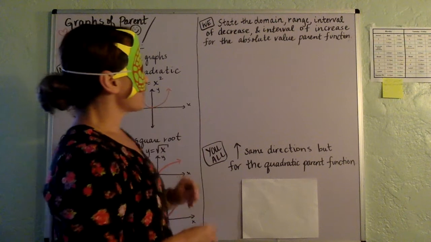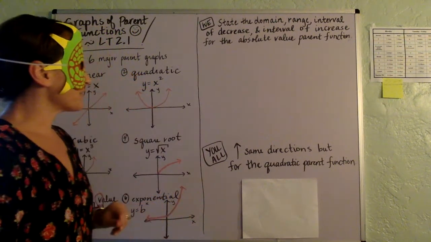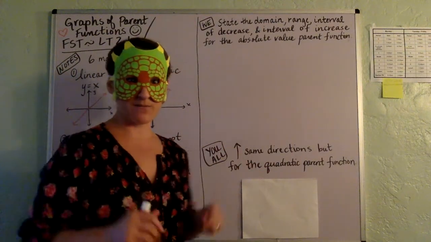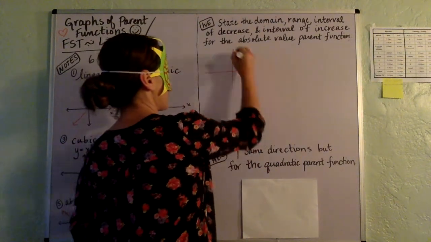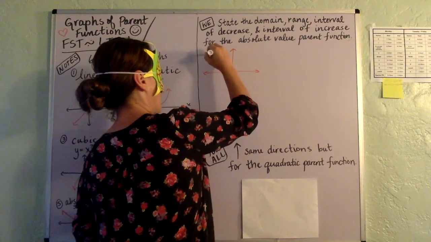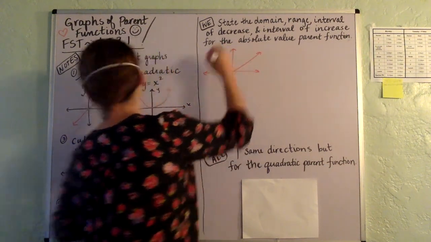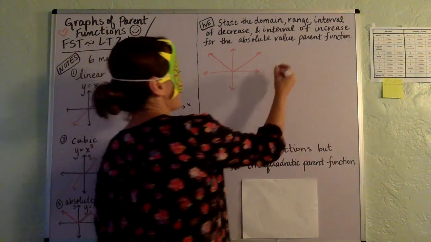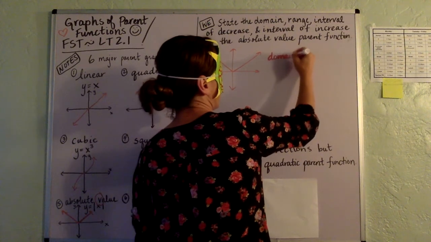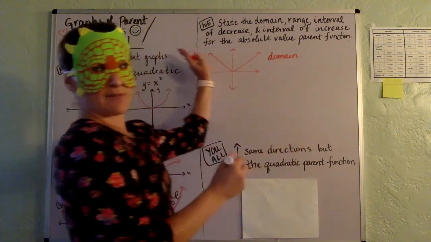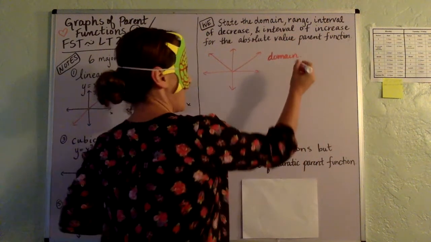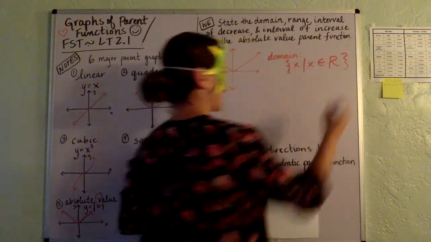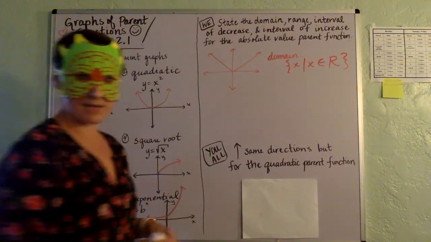We want to state the domain, range, interval of increase, and interval of decrease for the absolute value parent function. So remember, that's the one that's shaped like a V. Okay, so let me just quickly redraw that. Okay, the absolute value function looks like this. Okay, looks like this, and so the domain on this one, let's just start with that, okay? It goes on forever this way, and it goes on forever this way, and so of course, whenever it's everywhere, that means x such that x is an element of the real number set, okay?